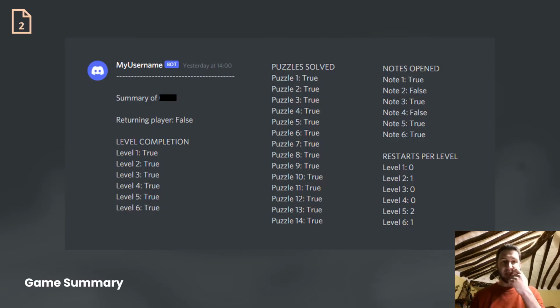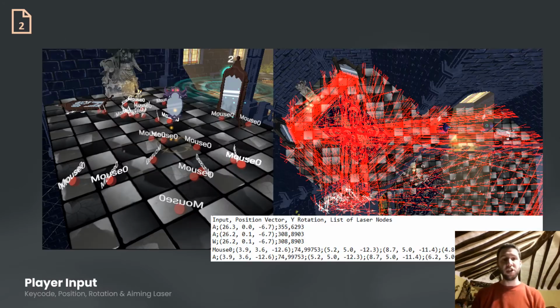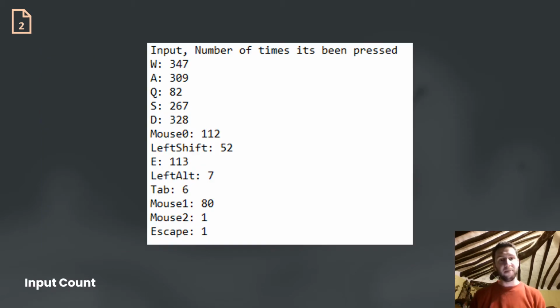In the second iteration, we had a summary of the progression. We also had all the inputs that the player would take and the laser every time they would press an input, because we had a blind spot when players didn't actually take a shot and tried, for example, to solve a puzzle for 5 minutes. We didn't know where they were aiming at. This would cover all blind spots. And also the amount of times they press a key.